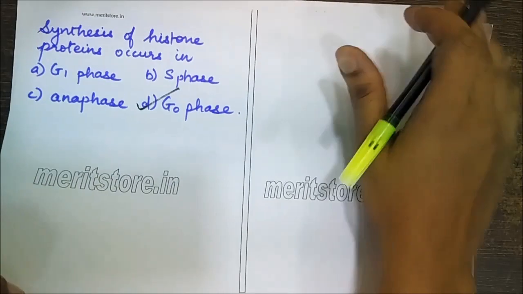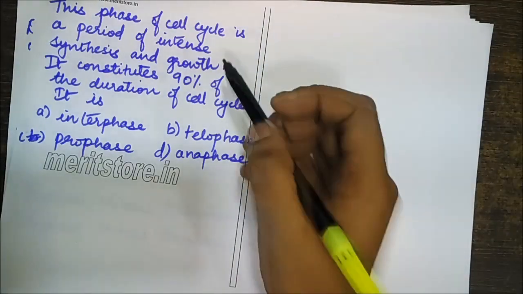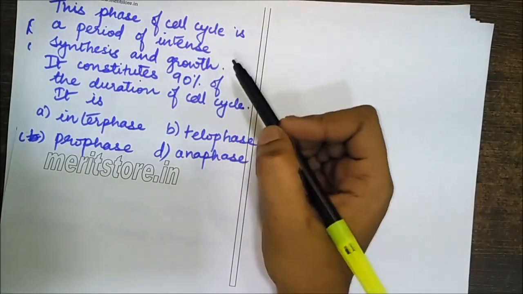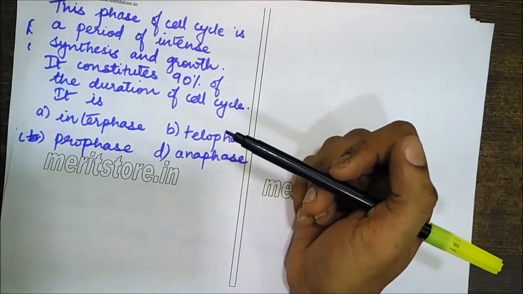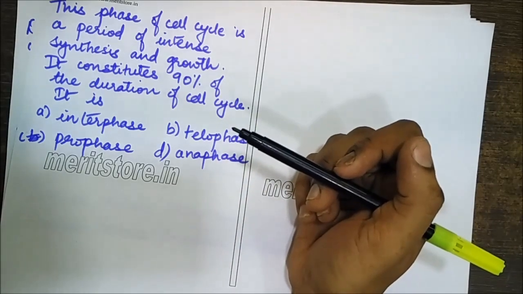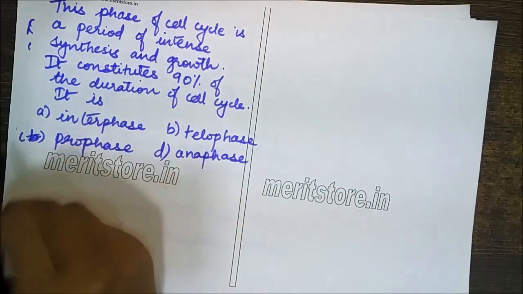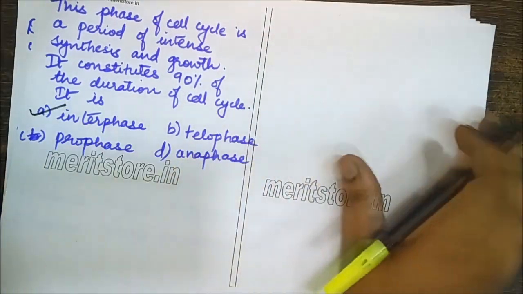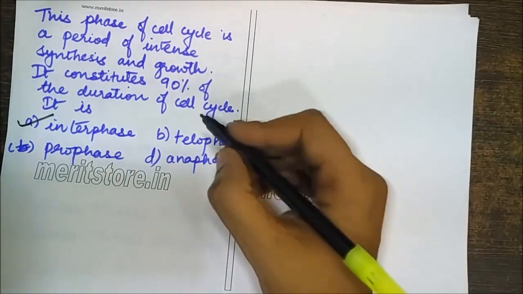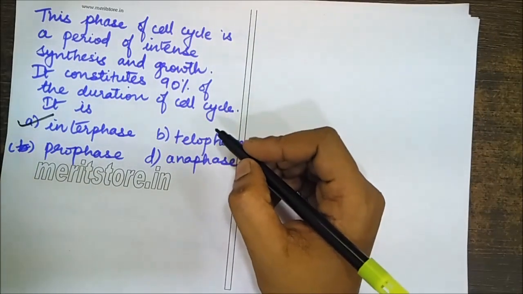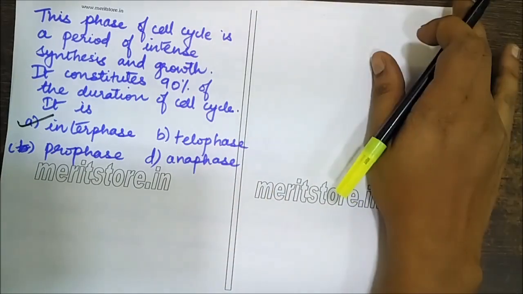Next, the phase of the cell cycle that is a period of intense synthesis and growth constitutes 90% of the duration of the cell cycle, and this phase is interphase. Interphase is the longest phase. Here the cell is only growing, it is not undergoing division.